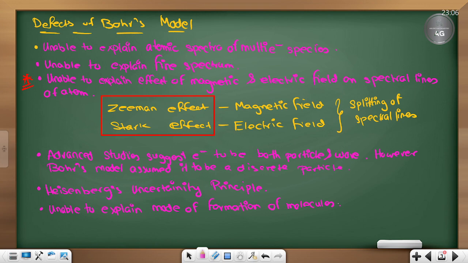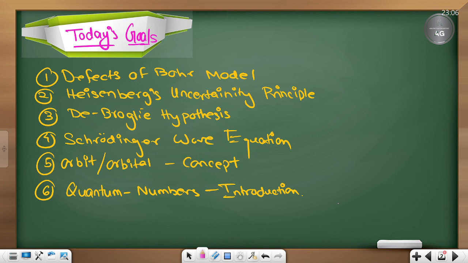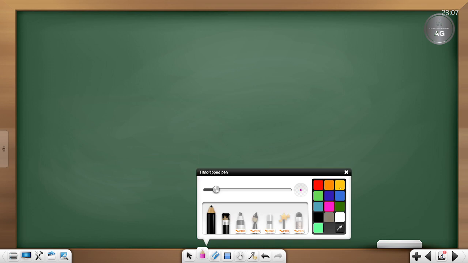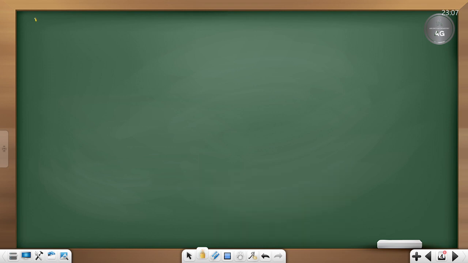Then the next model that we are going to study today. So Bohr's model discussion is done. Then next comes de Broglie hypothesis. I am doing it first. Heisenberg I will do a little bit later. First, let us do de Broglie hypothesis. So the next topic that we will be coming up with is de Broglie hypothesis.